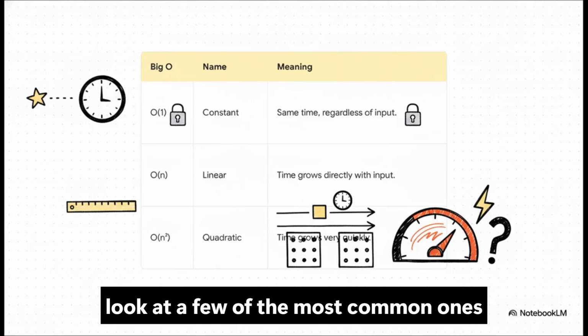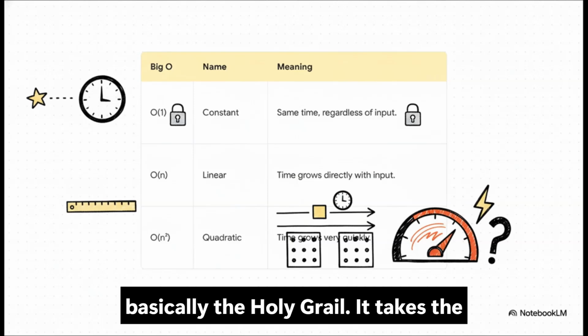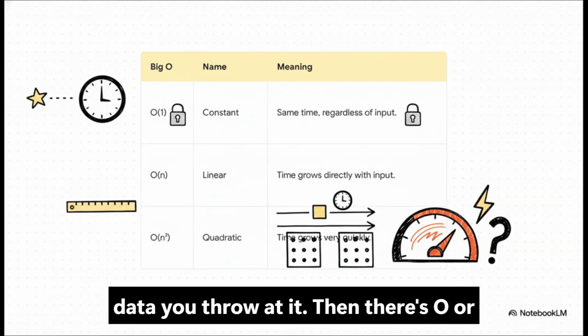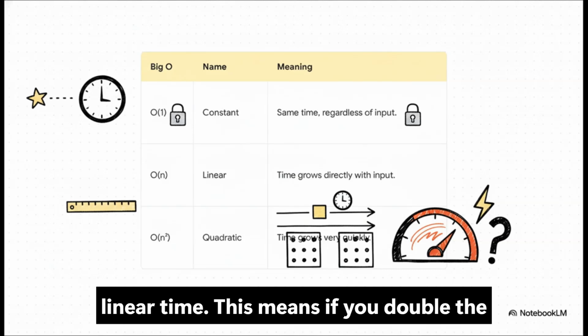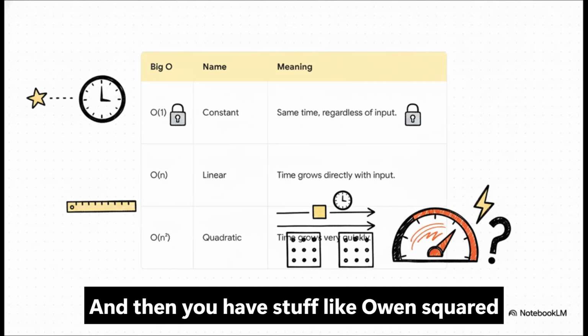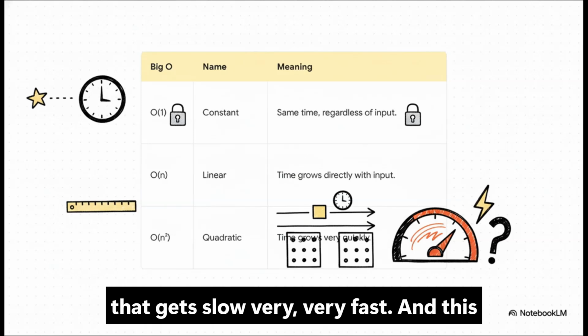Let's just look at a few of the most common ones. You've got O(1), or constant time. This is basically the holy grail. It takes the same amount of time no matter how much data you throw at it. Then there's O(N), or linear time. This means if you double the data, you pretty much double the time. And then you have stuff like O(N squared), or quadratic time. And let's just say that gets slow very, very fast.